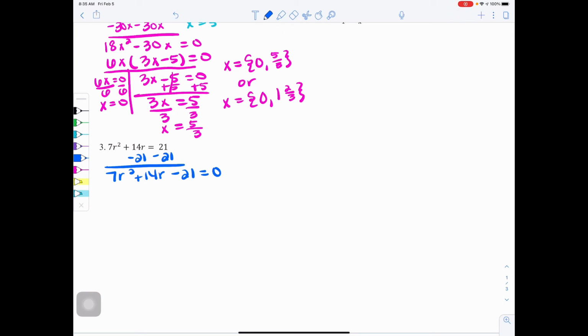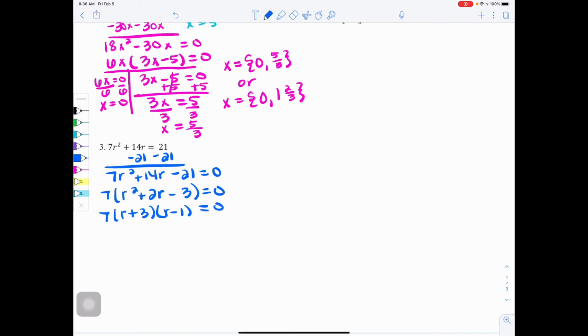The first thing we look for is always GCF. I do see a GCF here. There's a GCF of 7. So I'm going to take that out and get r squared plus 2r minus 3. Remember, you're dividing that out. And now, resulting, we have a trinomial. So I need the factor pairs of -3 that are going to add up to a positive 2. So that would give us r plus 3 and r minus 1.